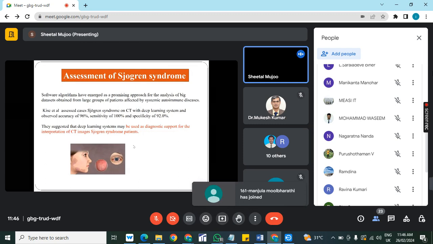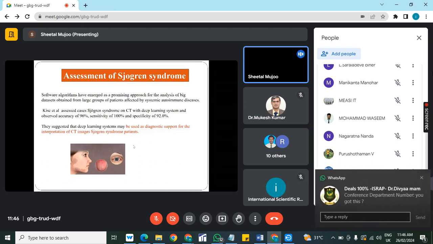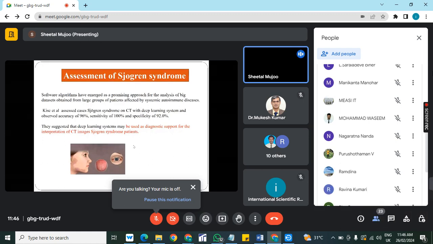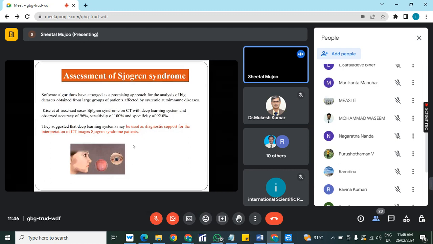They suggested that a deep learning system may be used as a diagnostic support for the interpretation of CT images of Sjogren syndrome patients. It has been just suggested, but we need to do a lot of research. It has to be carried out on a large number of patients, and we need a good sample of patients with autoimmune diseases and their effect on the oral cavity, and then it can give us a promising approach for the future.